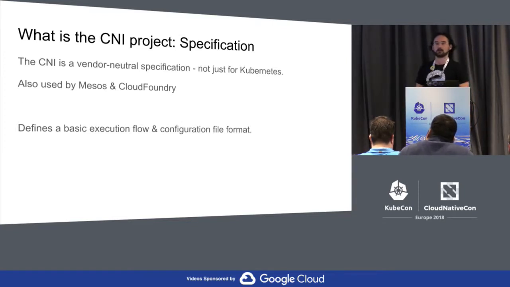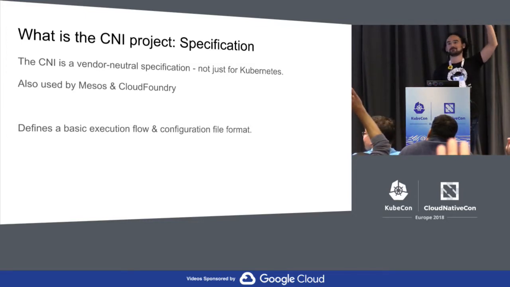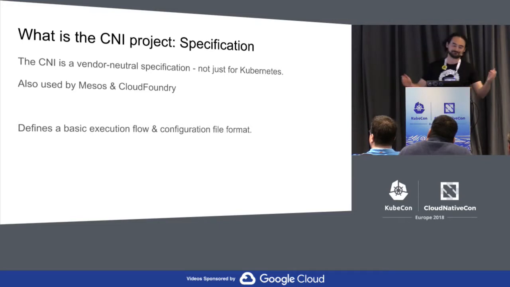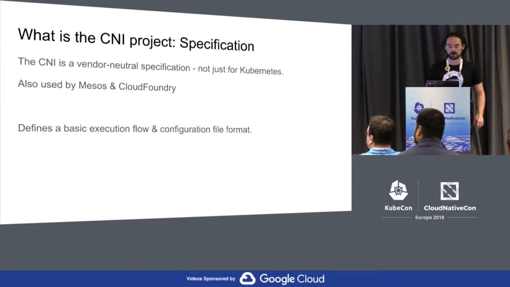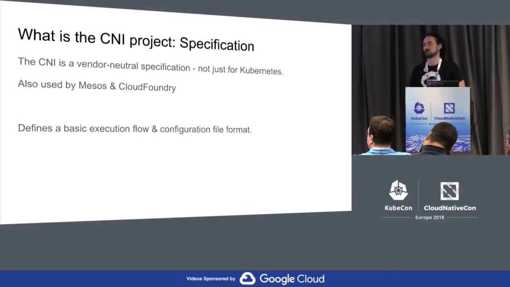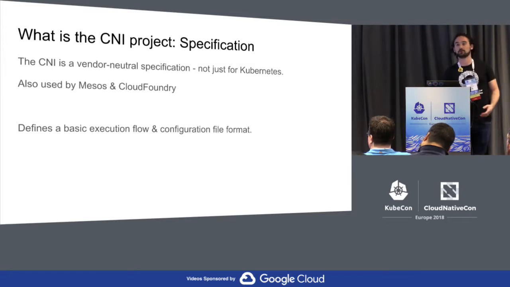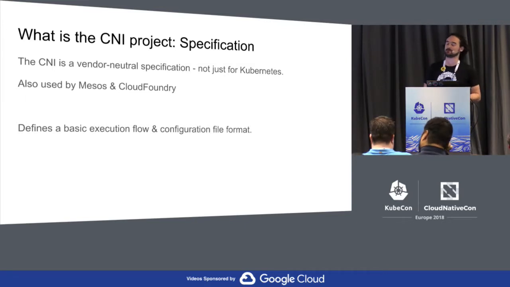The specification, how many of you have read any part of the CNI specification? Raise your hand. Oh, excellent. That's more than I expected. Great. So the specification is a vendor-neutral specification, not just for Kubernetes, used by Mesos, Cloud Foundry, Rocket. And all it defines is an execution protocol. Some of you may have discovered that up until Go 1.10, it wasn't safe to switch namespaces in a long-running Go process.